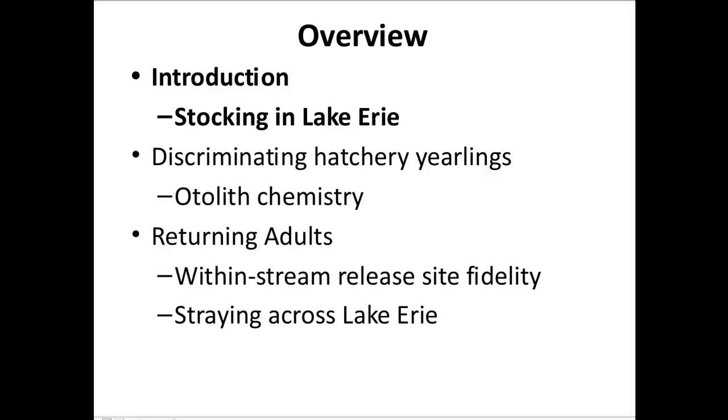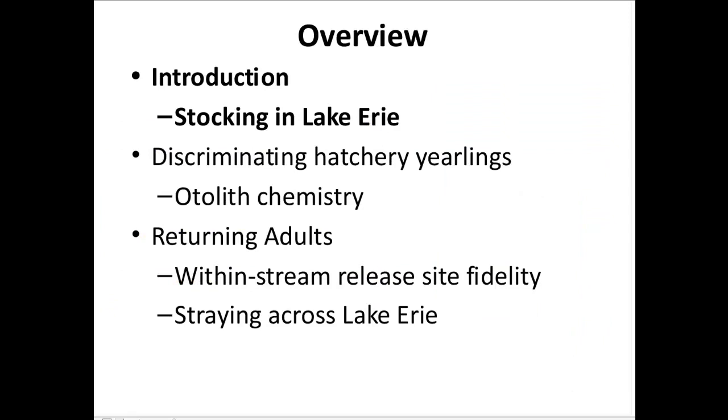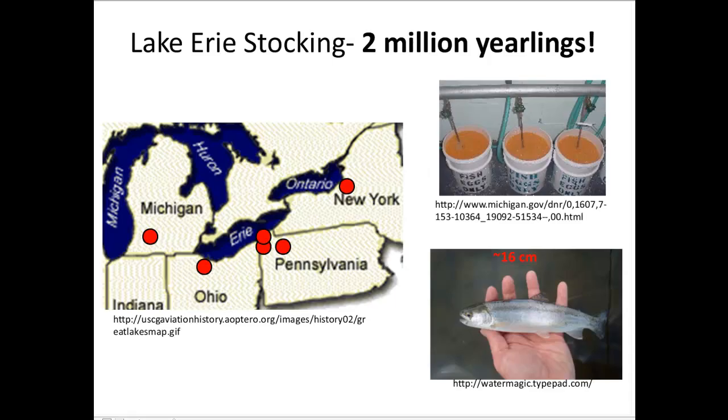So I'll talk about an example where we look within a single stream to look at fidelity of these fish, and then I'll look at it across many tributaries in Lake Erie. Let's go back up to the stocking idea so you get a picture of this. Why are we called fish squeezers? Well, because we find males and females when they're ready to reproduce, and we squeeze them, so that we remove the sperm, we remove the eggs, and we mix them together.